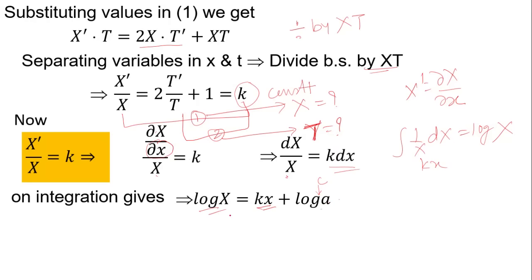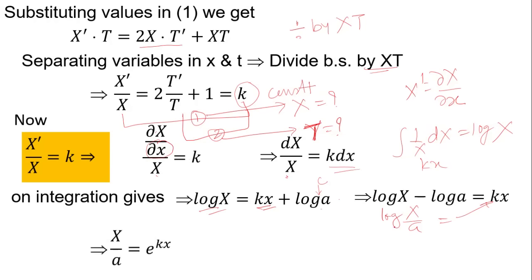Now taking log a on the left hand side, log X minus log a is equal to kx, and this can be written as log of X by a is equal to kx. Therefore X by a is equal to e to the power kx. Multiplying both sides by a, so capital X is equal to a into e to the power kx. This is the first solution we have got.